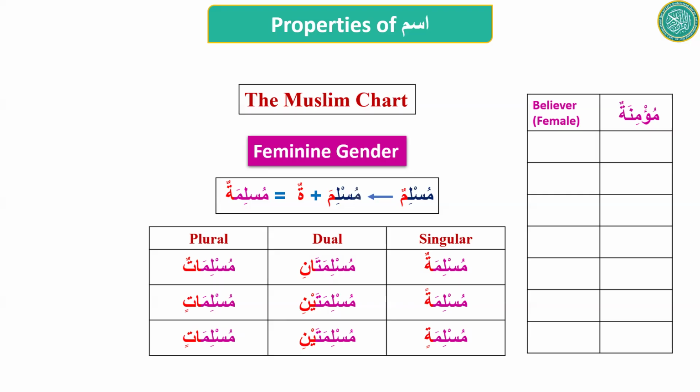Unmute yourself. Alright. Abu Bakr, your word is mu'minatun. It's a female believer. Can you fit this in the table and make 9 words out of it? Mu'minatun, mu'minatan, mu'minatin. Okay, what will be next? Mu'minatani, mu'minataini, mu'minataini, mu'minatun, mu'minatin, mu'minatin. Simple as that. Thank you, Abu Bakr.